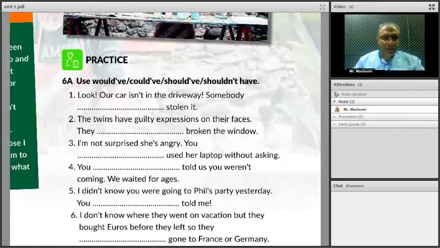Number two, the twins have guilty expressions on their faces. They look suspicious. They have guilty expressions. They could have, may have, or might have broken the window, I think. So they could have, may have, or might have. Again, we are making a guess.